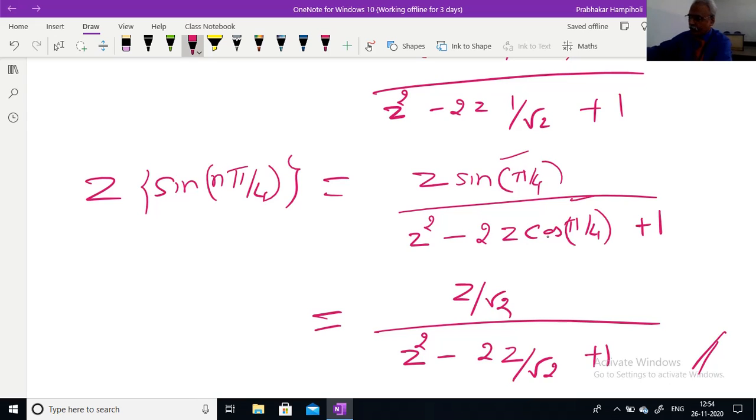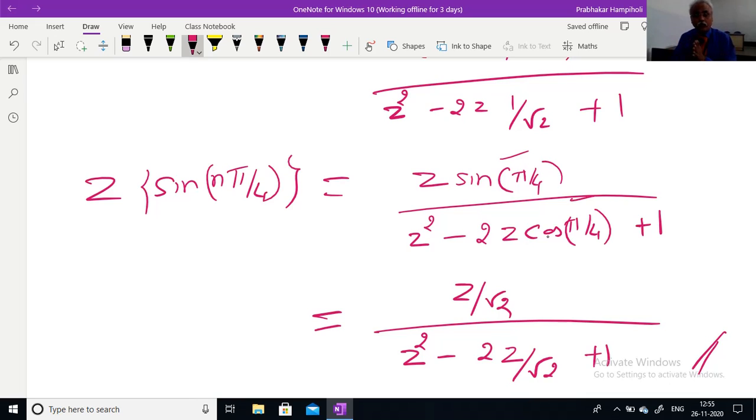So today we have revised the previous class. Z of 1 is z by z minus 1. Z of a raised to n is z by z minus a. 2 raised to n, z by z minus 2. Z of n, z by z minus 1 whole square. Z of n square, z square plus z by z minus 1 whole cube. Z of n cube, z cube plus 4z square plus z by z minus 1 raised to 4. Z of n raised to 4, z raised to 4 plus 11z cube plus 11z squared plus z divided by z minus 1 raised to 5.